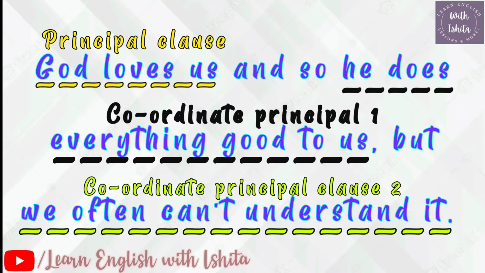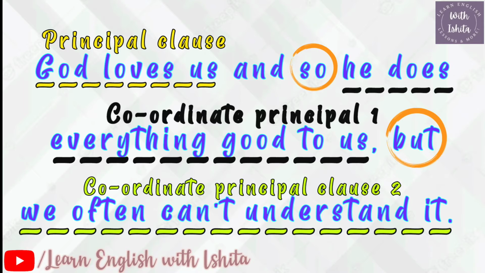In the sentence, God loves us is a principal clause. He does everything good to us is coordinate principal clause number one. So is the coordinator. We often cannot understand it is a coordinate principal clause, and but is also a coordinator here. We can join sentences using and, but, or, neither, nor, and any other conjunctions to make sense.